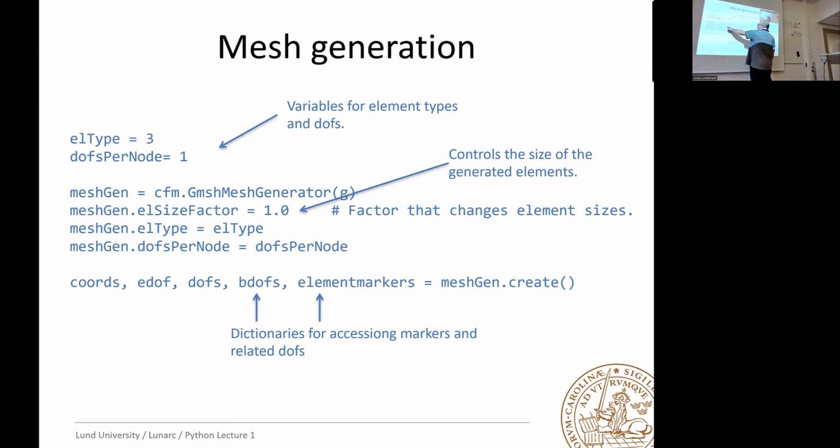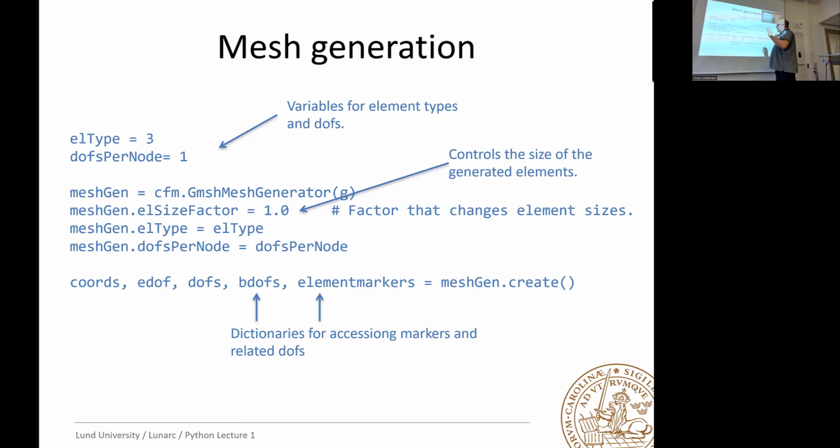We set some properties here. So meshgen.el_size_factor 1. That means the elements can't be larger than 1.0 square meters or whatever unit you have. We specify the element type, the dofs per node, like this. Now we are ready. Now we have defined every aspect of the mesh generation, and now we can call the create method here. And it has several output parameters, so you get the coordinates for your elements, the element degrees of freedom, so the topology.